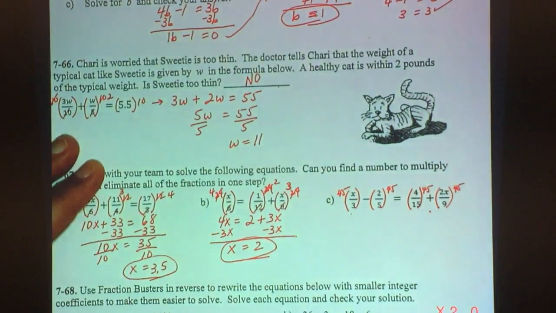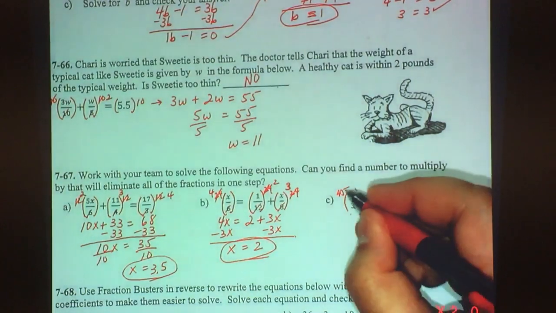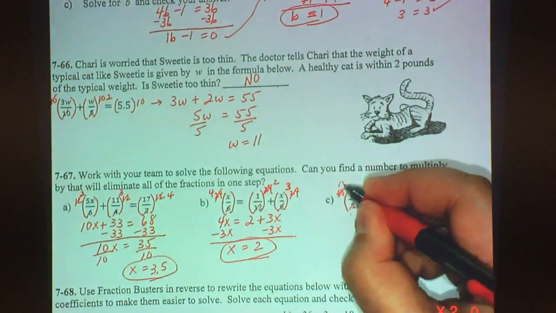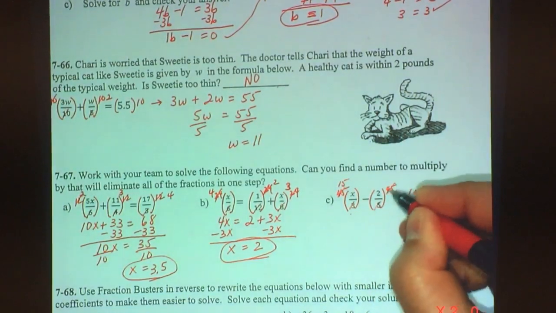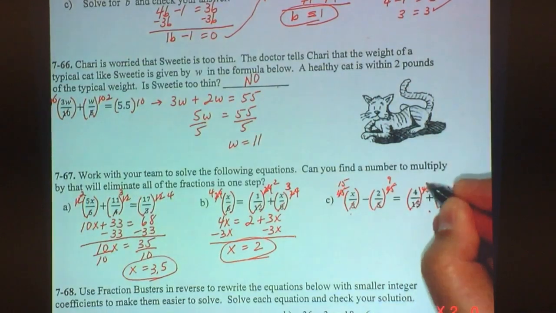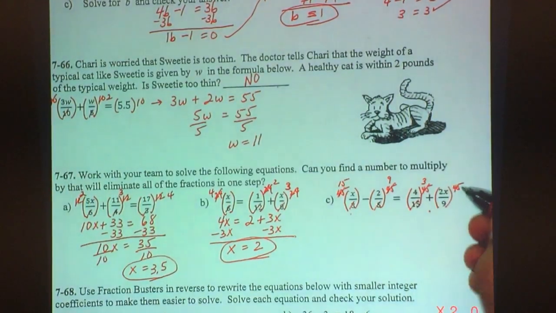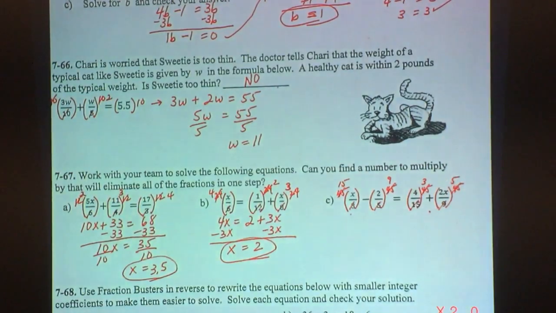All right. 45 divided by 3 is 15. Cross these out, make it 15. 45 divided by 5 is 9. Cross these out, make it a 9. 45 divided by 15 is 3. Cross those out, make it a 3. 45 divided by 9 is 5. Cross those out, make it a 5.